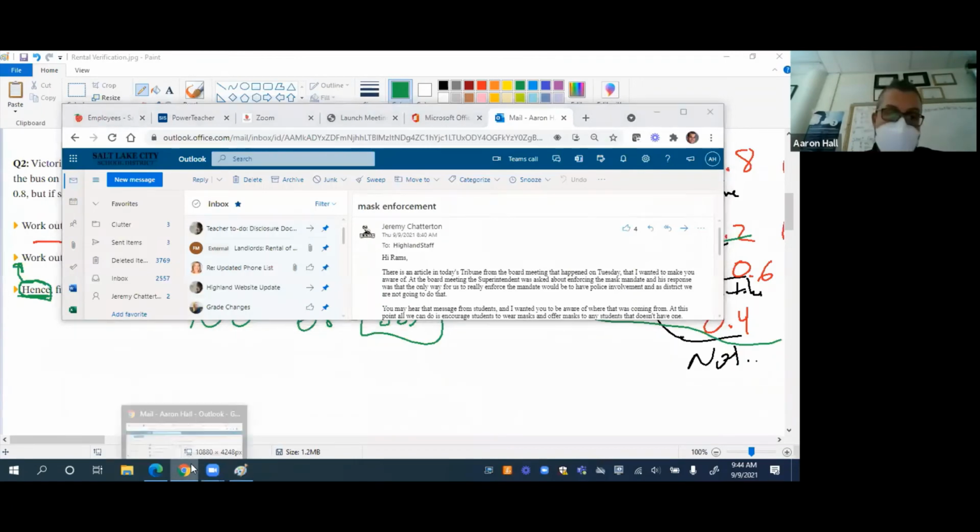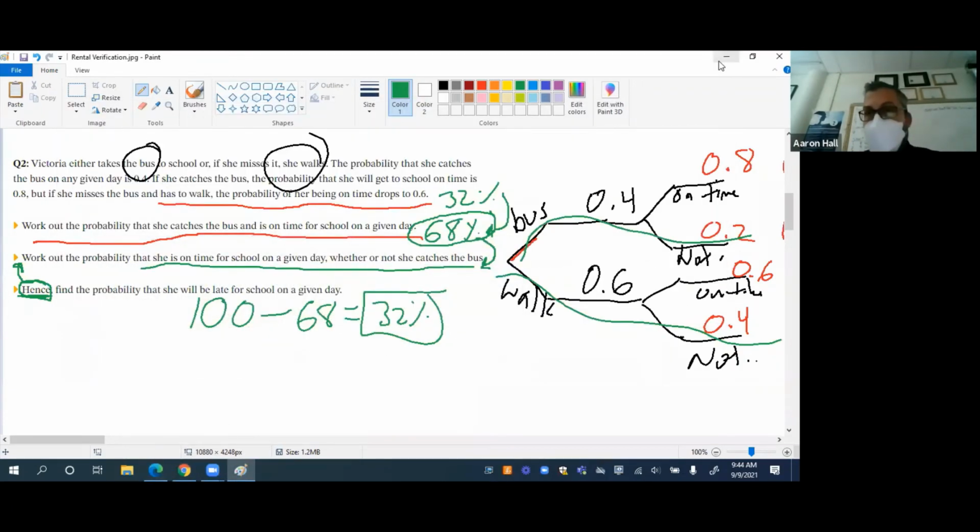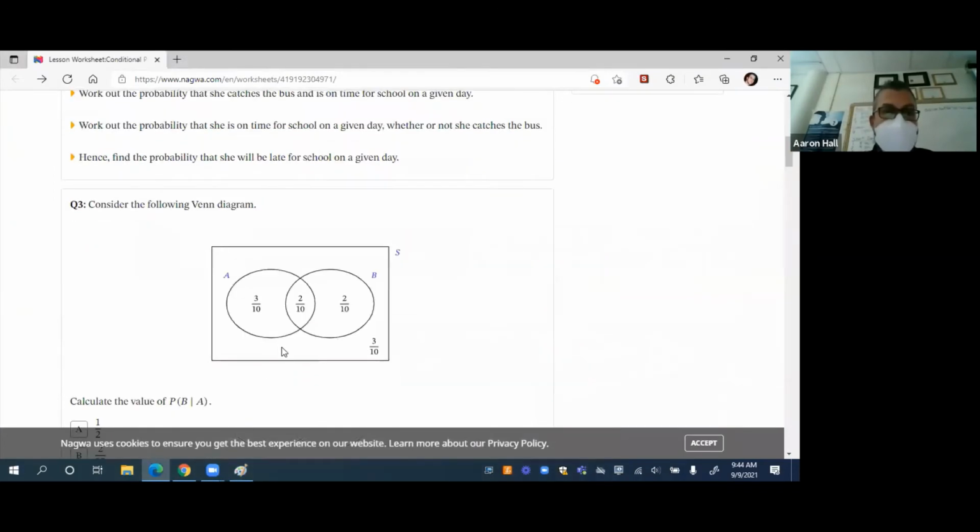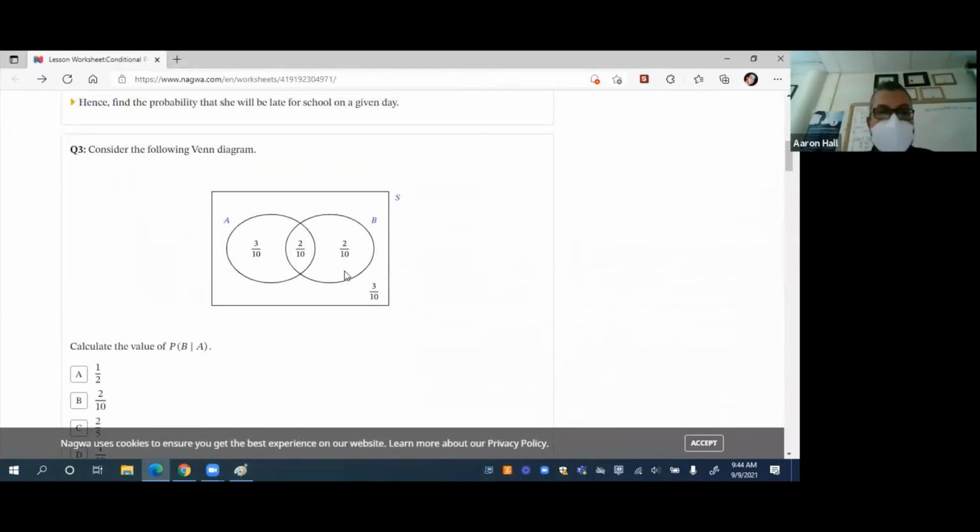I actually haven't done these problems before. Just last night I thought, what can we do as a review? And then I looked it up and I found it and I thought, okay, let's do this.